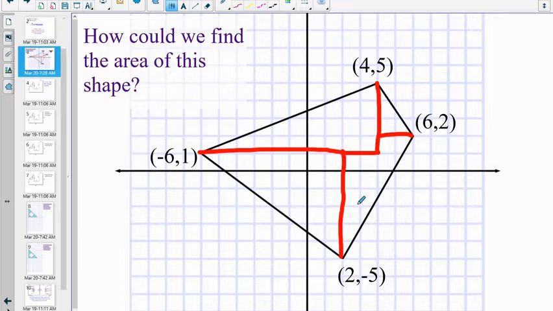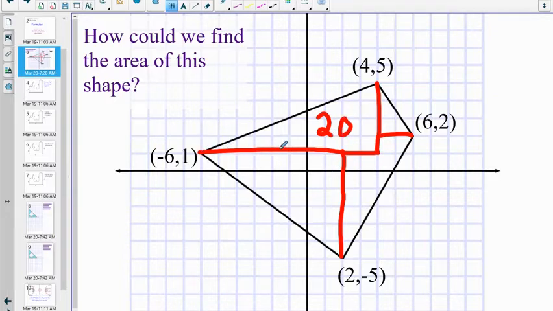In the video from yesterday, go ahead and take a look at that one. I made a great big rectangle around the whole thing and then subtracted away the triangles from the outside. Instead of doing that for this one, I'm going to say that this triangle has a base of, let's see, counting the squares all the way over here, we've got a base of 10 and a height of 4. So 10 times 4 is 40, divided by 2 is 20. That's the area of that triangle.